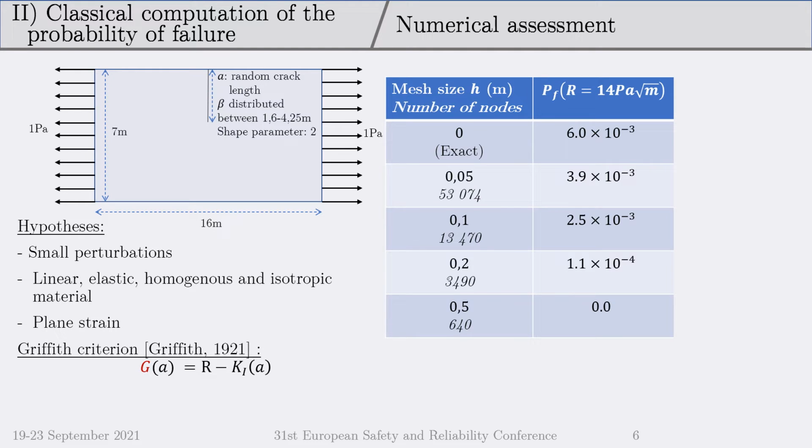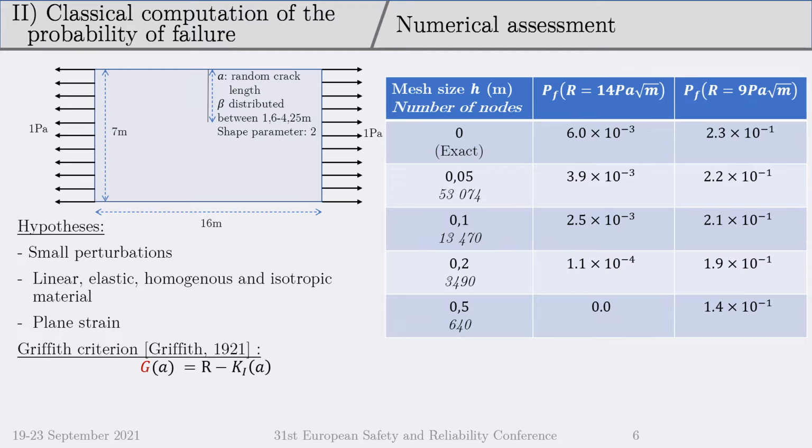So for R equals 14, you can see that depending on the mesh size H, you will obtain different values of the probability of failure. In fact, for H equals 0.5 meter, you obtain a probability of failure that is 0, while the exact probability of failure is 6.0 × 10^-3. This may be critical in the design of the structure, because with a coarse mesh of 0.5 meter you can think that your structure is actually safe, while in reality it's not the case.